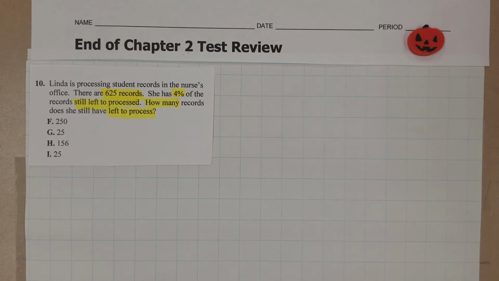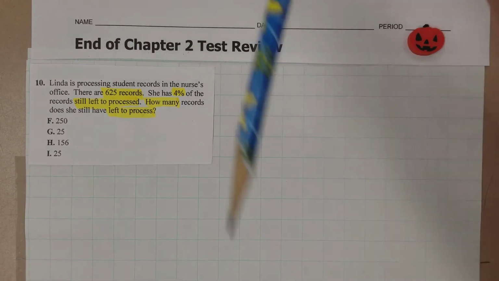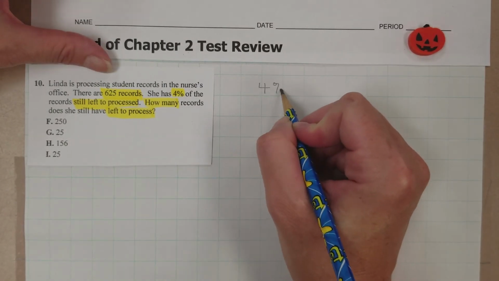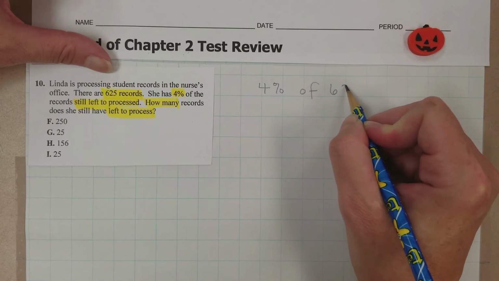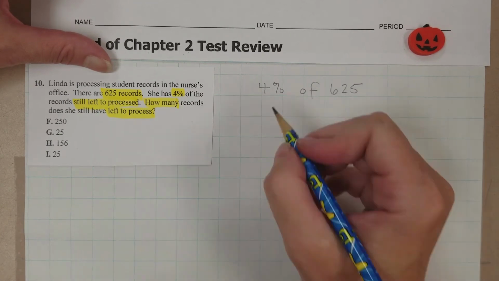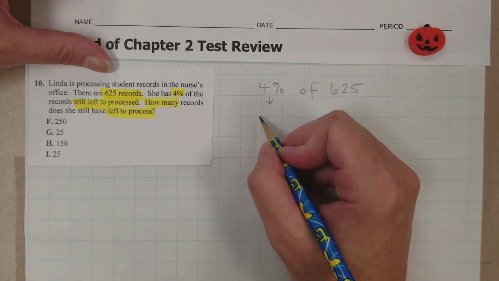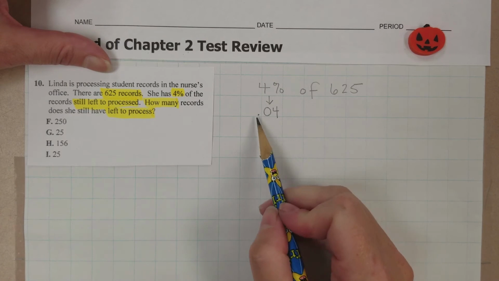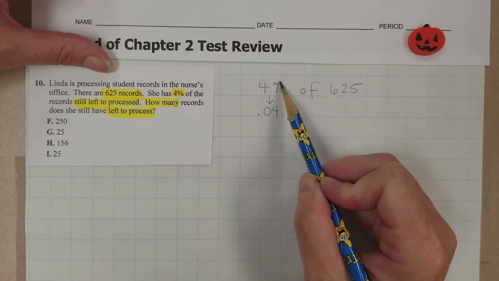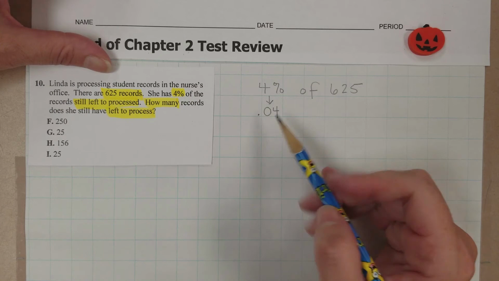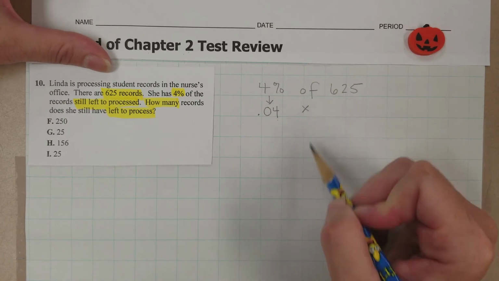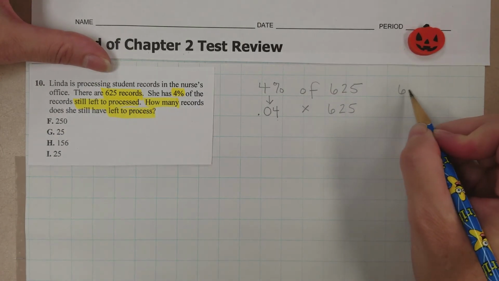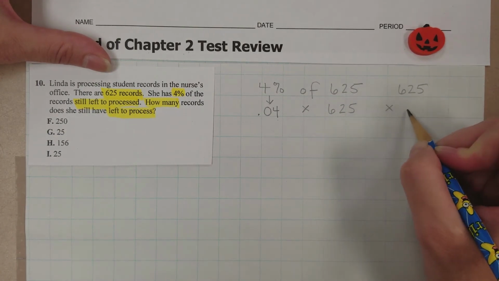So really what this is asking is, what is 4% of 625 records? We change 4% to a decimal, which would be 0.04. It is not 4/10, it's 4/100, because remember the percent is per 100. So that would be 100ths. Of changes to multiplication, and we keep 625. So off to the side, 625 times 0.04.